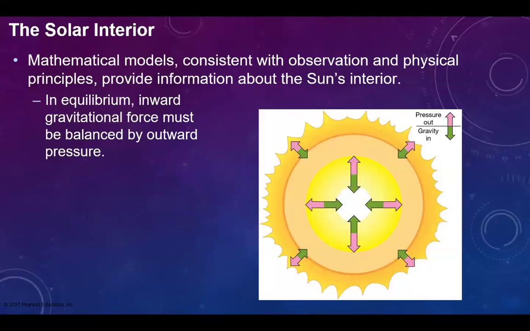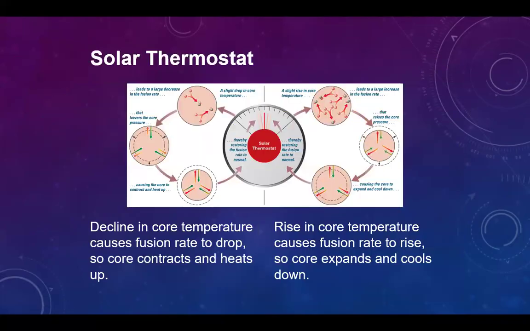So we know the sun is in equilibrium. The inward pressure from gravity has to balance the outward pressure being generated by heat. So it has to be in equilibrium, balance. So the pressure outward has to be balancing the gravity inwards. And that pressure is generated by the heat of the sun. So this actually turns out that there's effectively a solar thermostat. There's a process by which the sun balances itself.